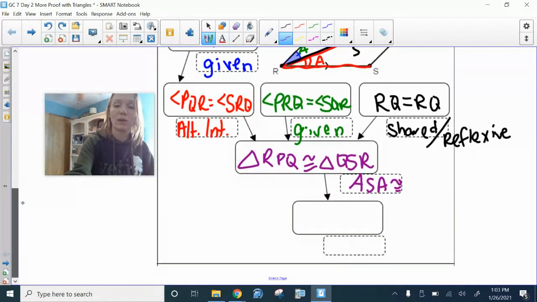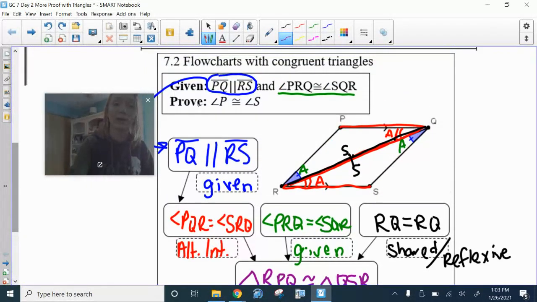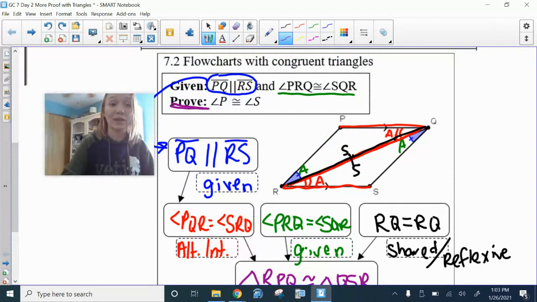And so then we've got one more box. Well, what are we going to do with this last box? What was it they asked us to do? Let's go back. What are we trying to prove? We want to prove that angle P and angle S are equal.